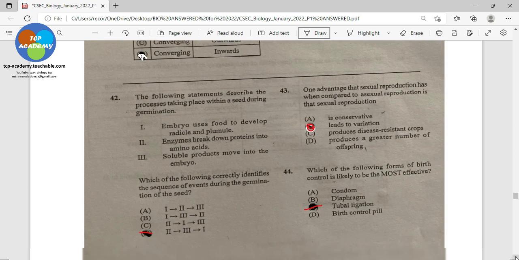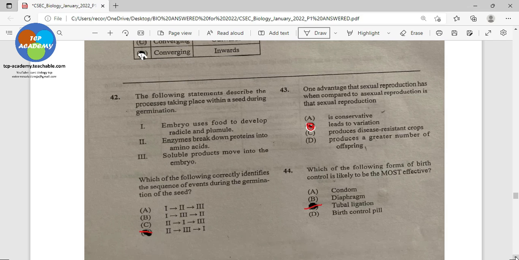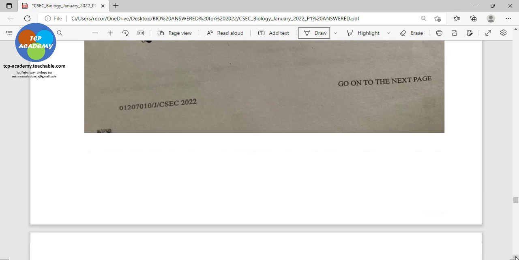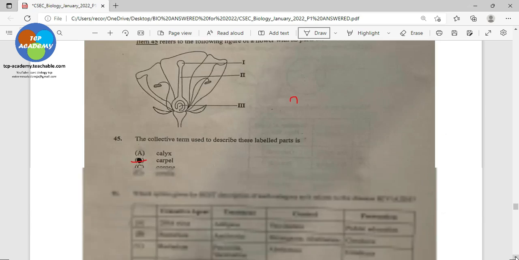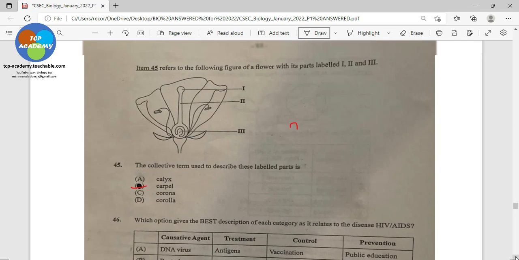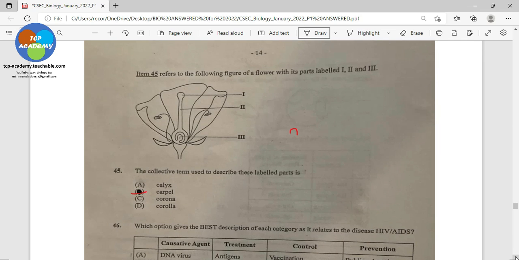Item 42, old question, answer there D. Item 43, old question, answer there B. Item 44, old question, answer C. We're moving on. My system is lagging somewhat. I'm sorry I can't do any major editing to this.